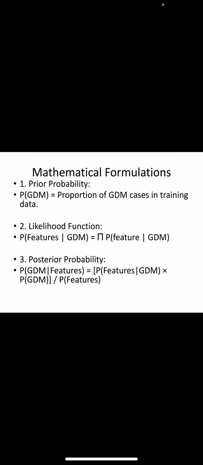The mathematical formulation: prior probability is the proportion of GDM cases in the training data, that is how many GDM cases there are. Then the likelihood function, which is the probability of features given GDM, is the product of the probabilities of each feature given GDM. Then the posterior probability: P of GDM given features is equal to P of features given GDM times P of GDM divided by the probability of features.